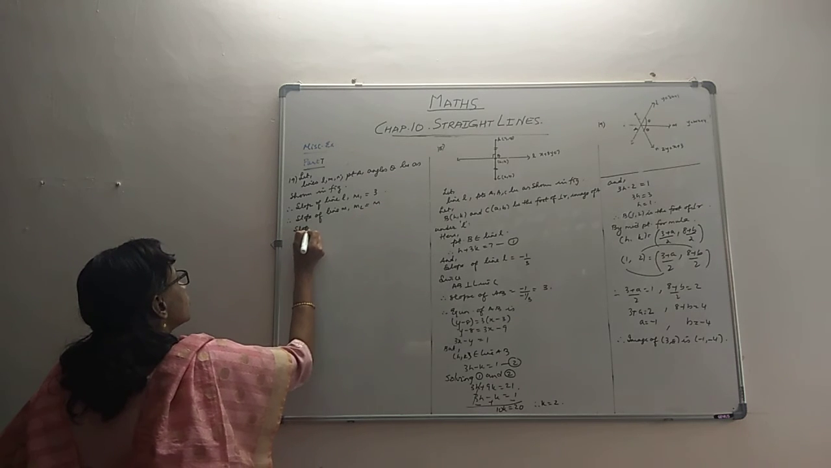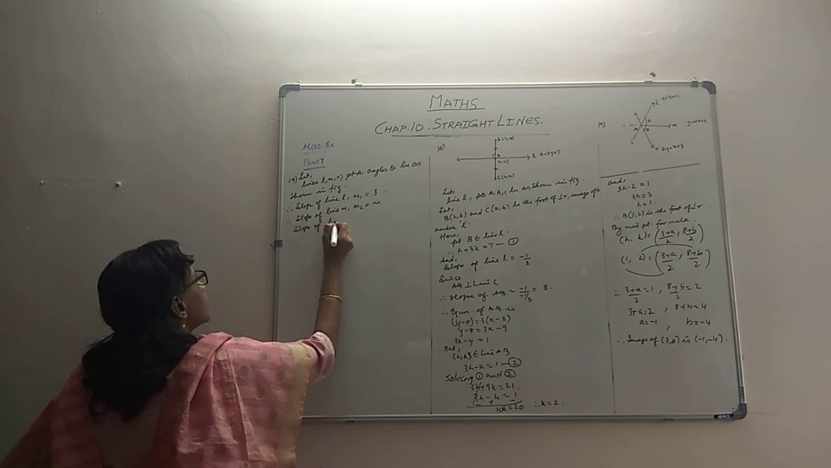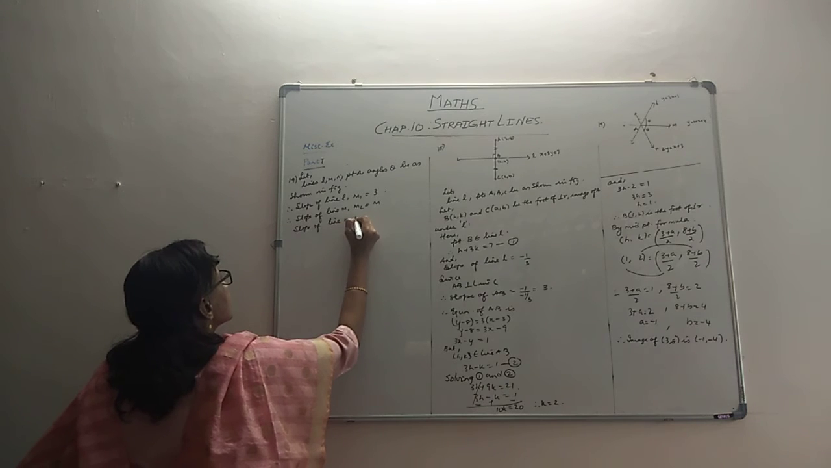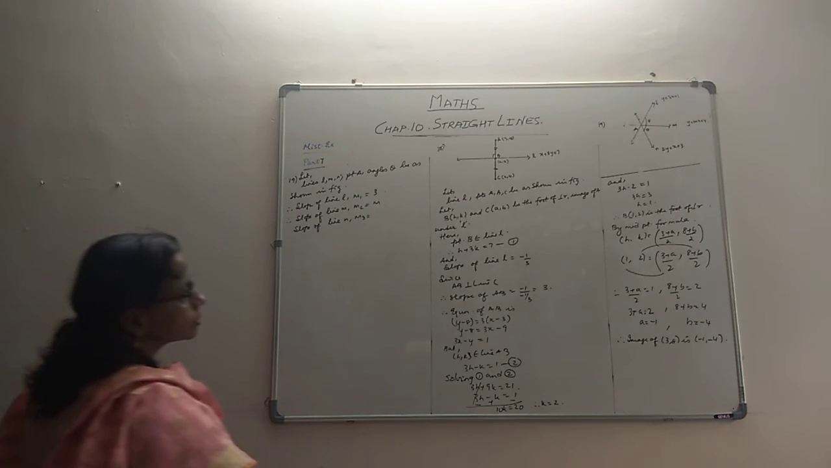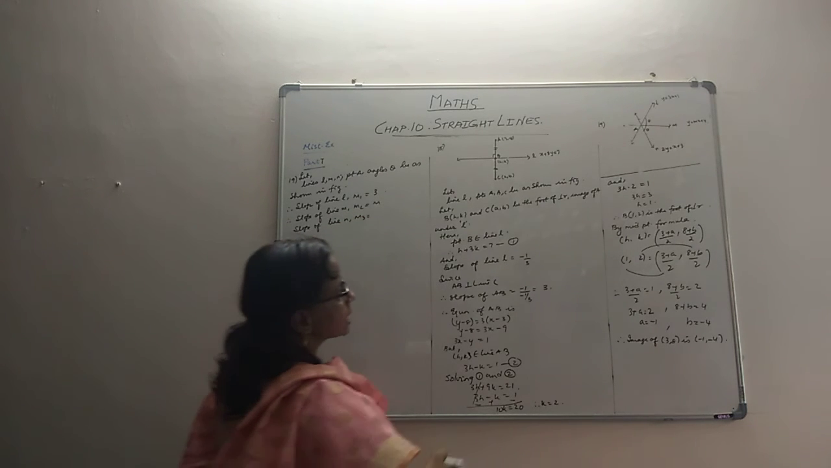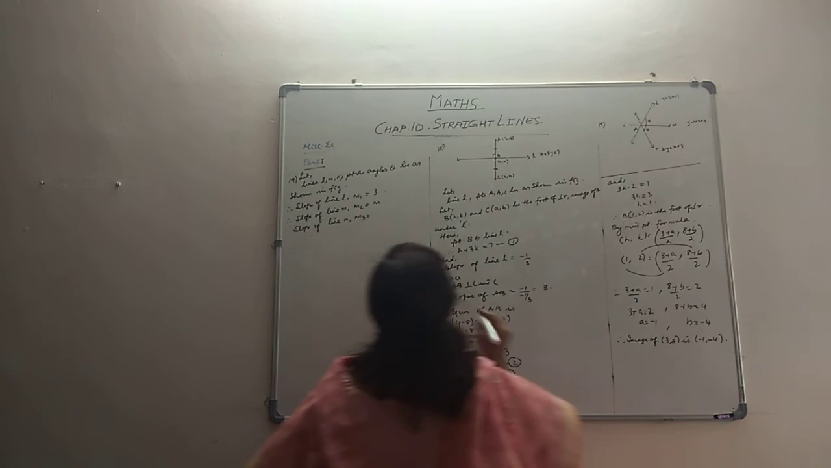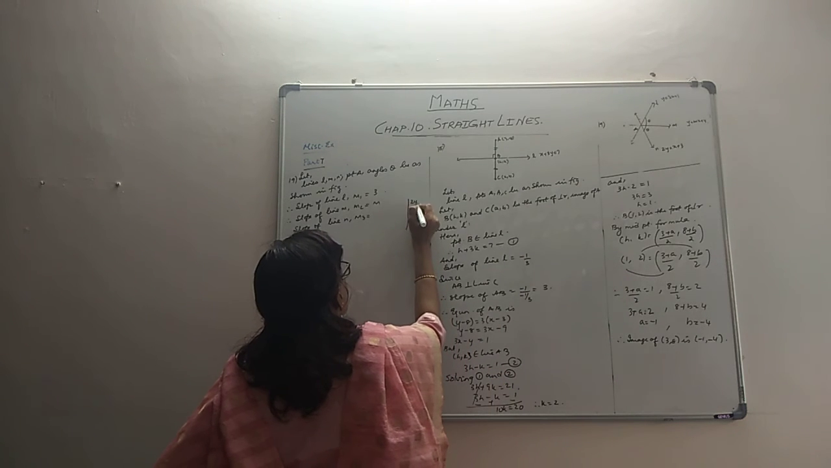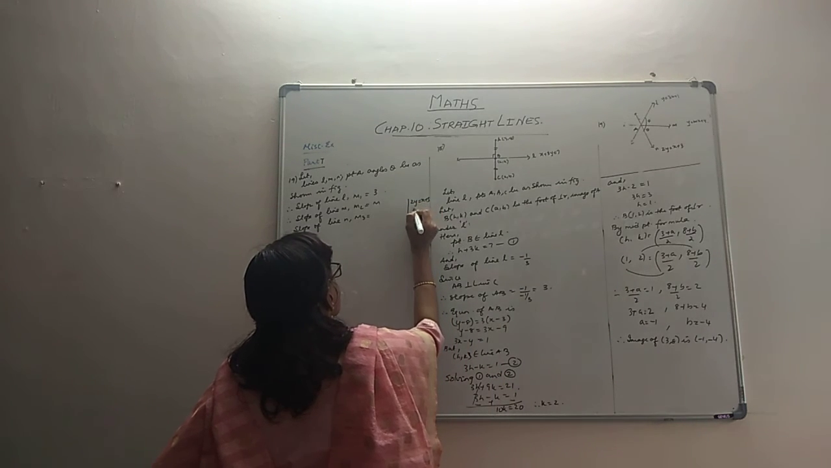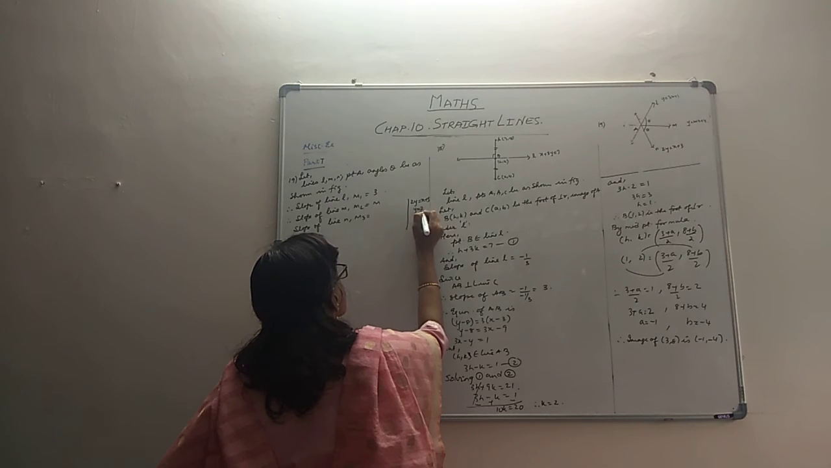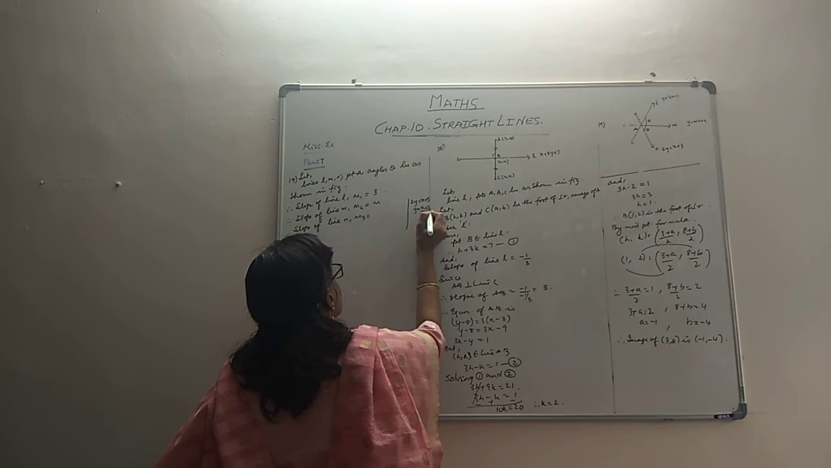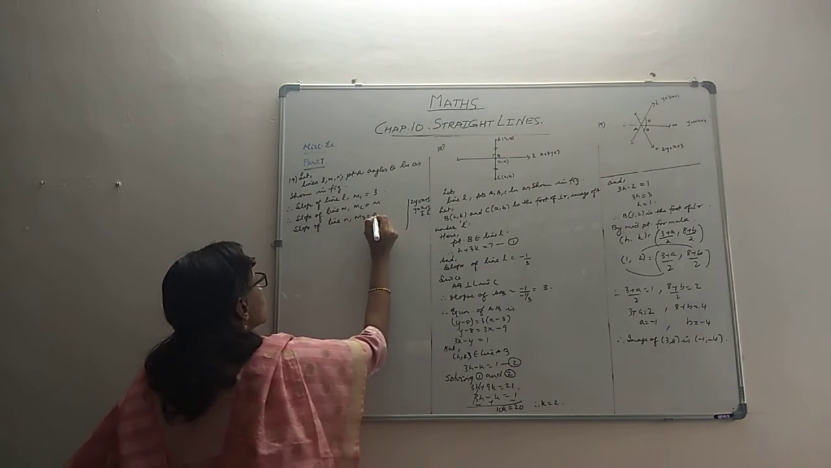Slope of line N, m3, is not so clear, because it is 2y equal to x plus 3, right? So 2y equal to x, y equal to something means you can get it. So let's divide by 2 on both sides. So x by 2, 3 by 2. Then you can get the slope as 1 by 2.